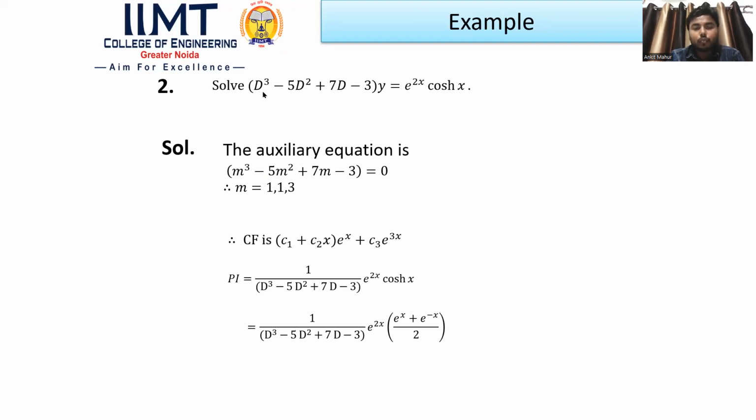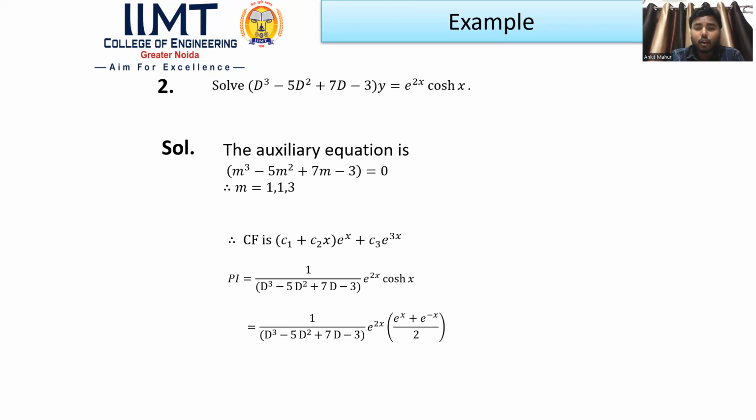Solve (D cube minus 5D square plus 7D minus 3) y equals e power 2x cos hyperbolic x. The auxiliary equation is obtained by replacing D by m and y equals 1. So we get m cube minus 5m square plus 7m minus 3 equals 0. Solving this, the values of m are 1, 1 and 3. So two roots are equal. Then CF is (C1 plus C2 x) e power x plus C3 e power 3x, where C1, C2, C3 are all arbitrary constants. And PI is 1 upon (D cube minus 5D square plus 7D minus 3) e power 2x cos hyperbolic x.